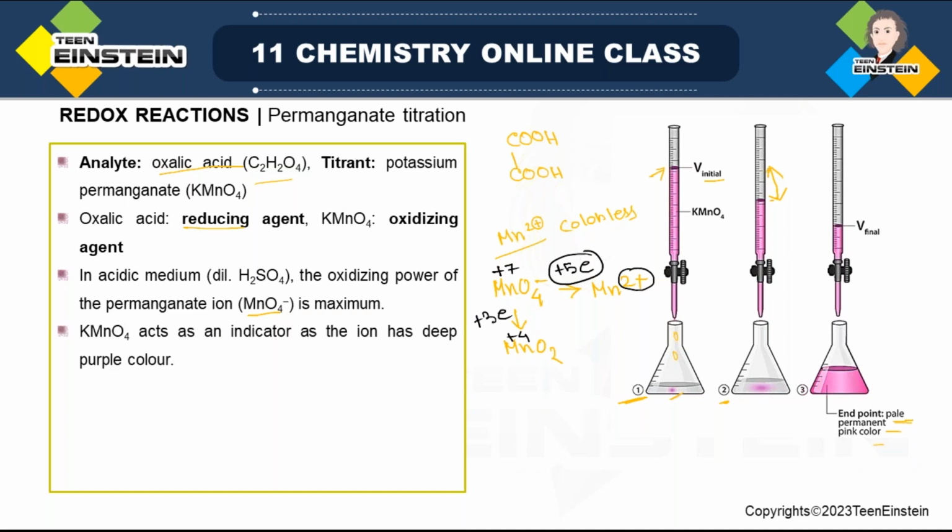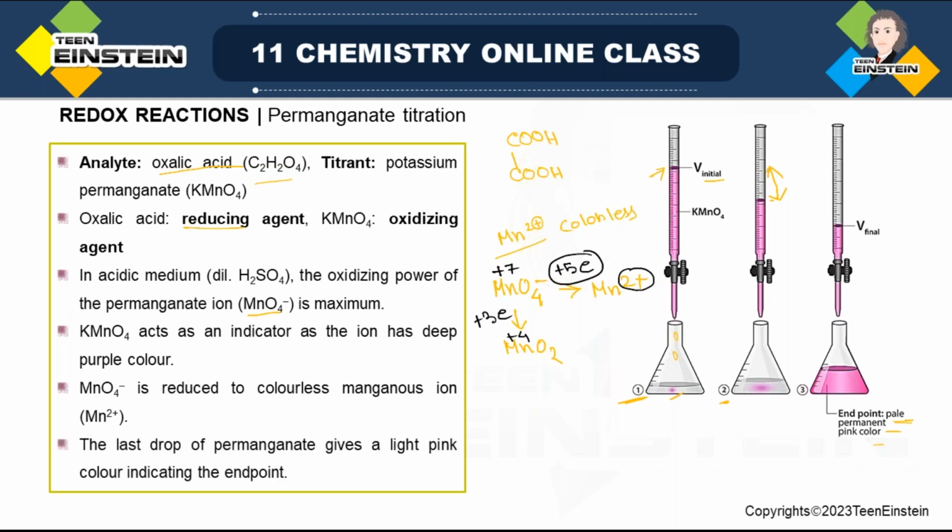So KMnO4 is the self indicator, as the ion has a specific color. It will be reduced to the colorless Mn2+ ion, which is called manganese ion. So when the reaction is going on, the color will vanish. And when the color is persisting, that means MnO4- is still there and there is no oxalic acid left to convert it to Mn2+. That means the reaction is complete. The last drop of permanganate gives a light pink color, which indicates the end point.